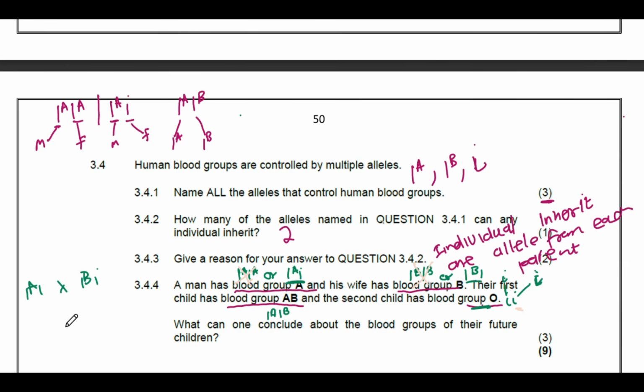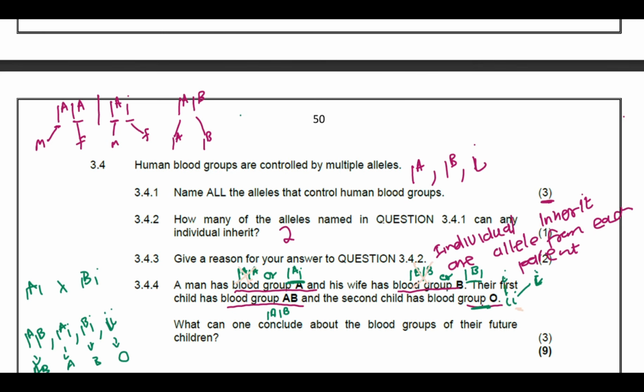Now the genotypes that we have at the end for the offspring will be IAIB, that's the first one, and IAi, that's the second one, IBi, and ii. So what we can conclude about the blood groups, let's see what is happening. So now this will be blood group AB, this will be blood group A, this will be blood group B, and this will be blood group O.